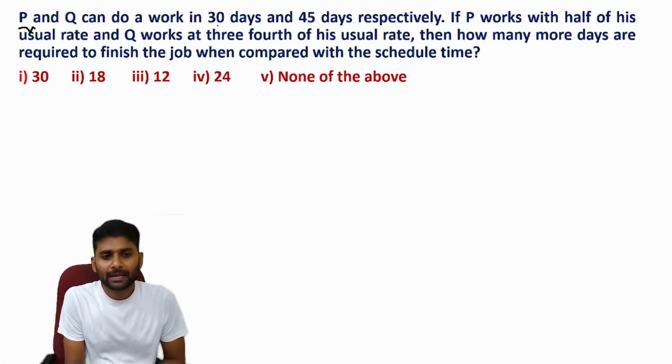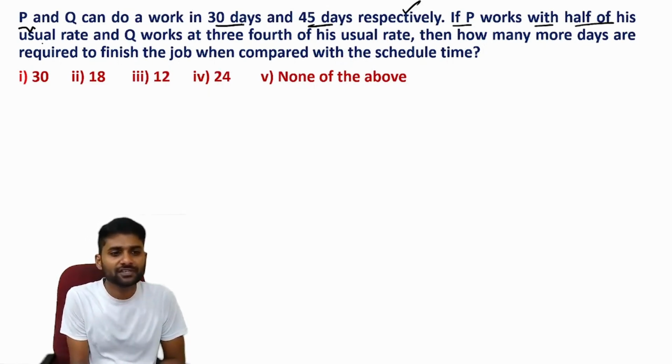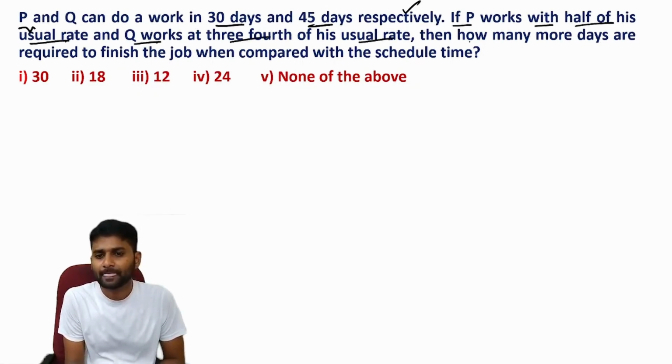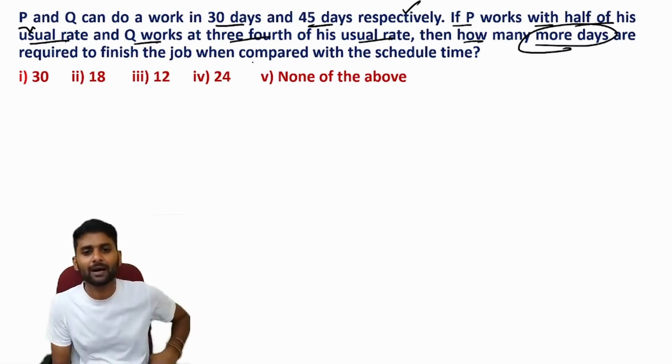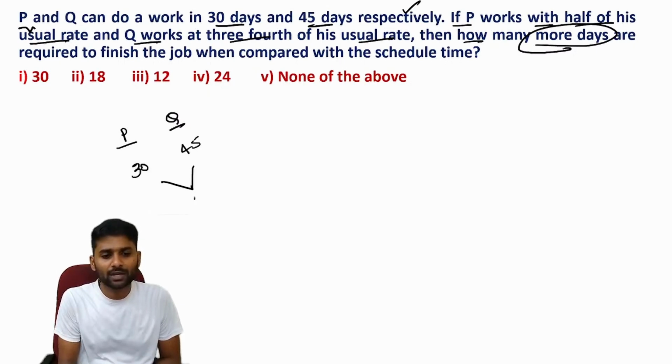P and Q can complete the work in 30 days and 45 days respectively. If P works at half of his usual rate and Q works at 3/4 of the usual rate, how many more days are required to finish the job when compared to the scheduled time? Now here is the data. P takes exactly 30 days, Q takes 45 days, and the total number of units is exactly 90. Here P's efficiency is 3 units and Q's efficiency is 2 units.